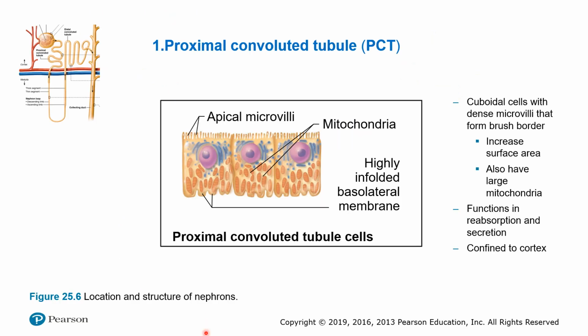Proximal convoluted tubule, it is the first part of the tubular part of the nephron. It is confined to the cortex. So this is the renal corpuscle. This is the proximal convoluted tubule. This is present in the cortex.